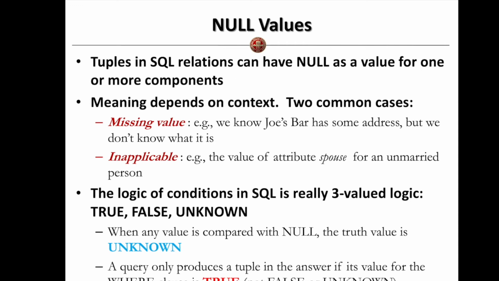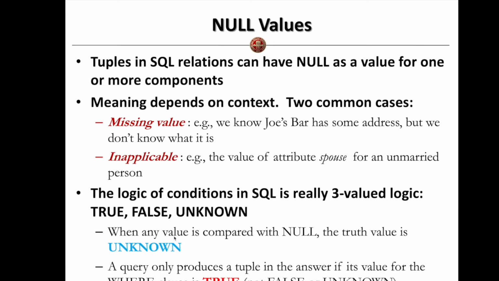Sometimes some attributes can be inapplicable. For example, the value of the attribute spouse for an unmarried person will be null because it is not applicable for that person. Here let's think: if in the where clause, the attributes we are comparing are null, what will happen? If we have some attributes to be null, and we define some Boolean conditions based on this attribute, then we can assign its truth value to be unknown.